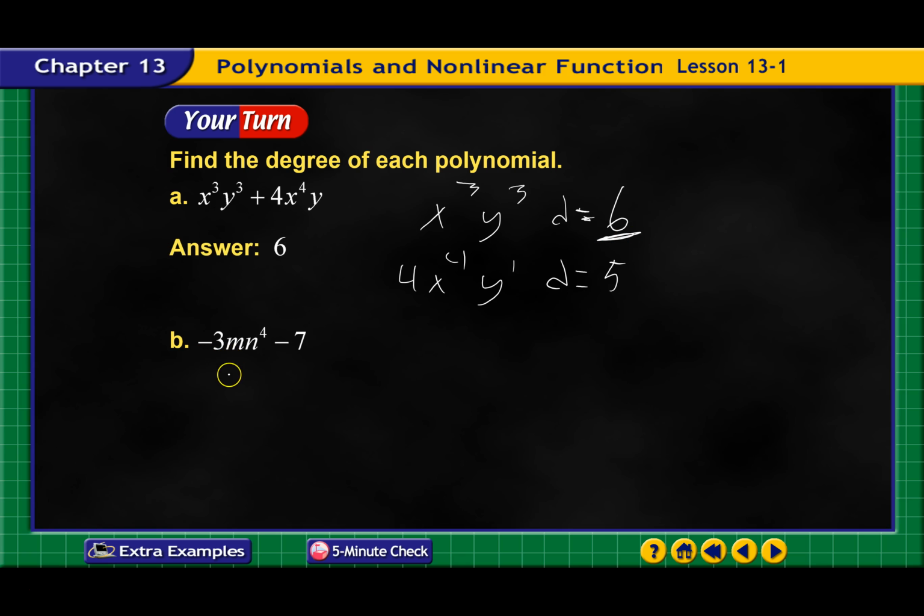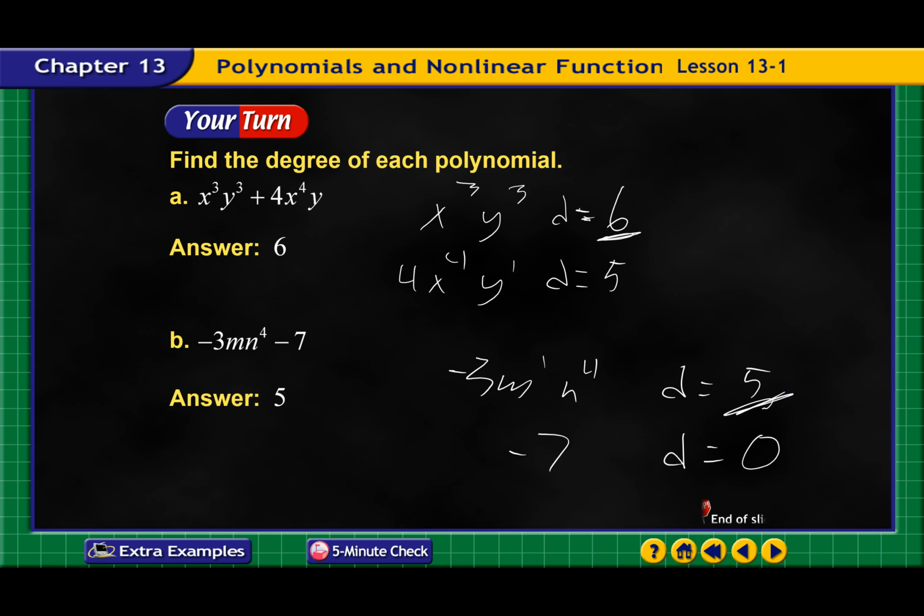Okay, minus 3m plus. So negative 3m is to the first degree and m is to the 4th. So that one's degree is going to equal 5. Negative 7 has a degree of 0 because there are no variables. So my degree is going to be 5, the largest one.